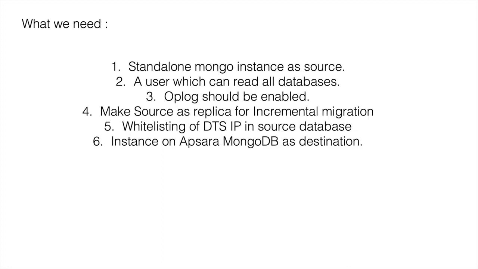Oplogs are like a file or directory which keeps all the transactions going on in your Mongo databases. You can think of it as the binary logs in MySQL. Then, for the incremental migration, we need to create the source database as a replica so that incremental migration can be made available. And then we need to whitelist the IPs of the DTS in the source database so that DTS can take data from the source one and send it to the destination database.